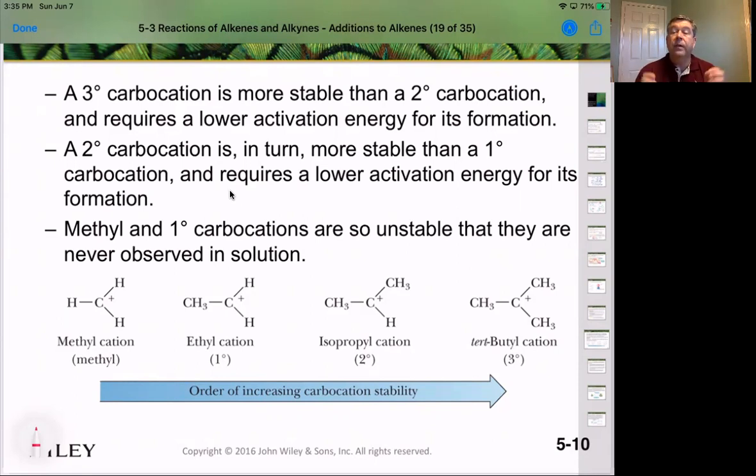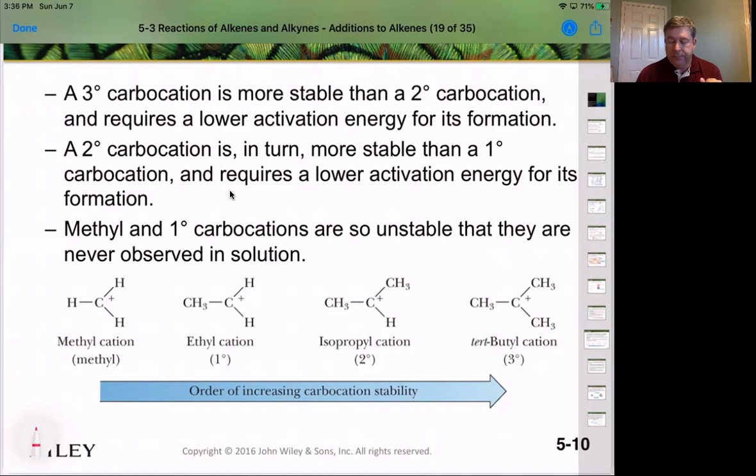And so the order of stability goes: a methyl cation, which is 3 hydrogens on a carbon, is very unstable, followed by the primary, with 1 methyl group attached to that carbon, or an ethyl cation. A secondary carbocation like the isopropyl cation is more stable. And this t-butyl cation is the most stable carbocation we can form because it has 3 carbons bonded to that positively charged carbon. Okay, why is it more stable?